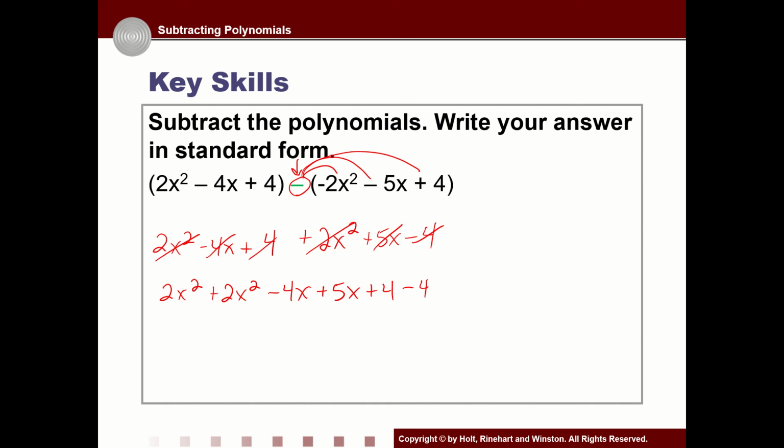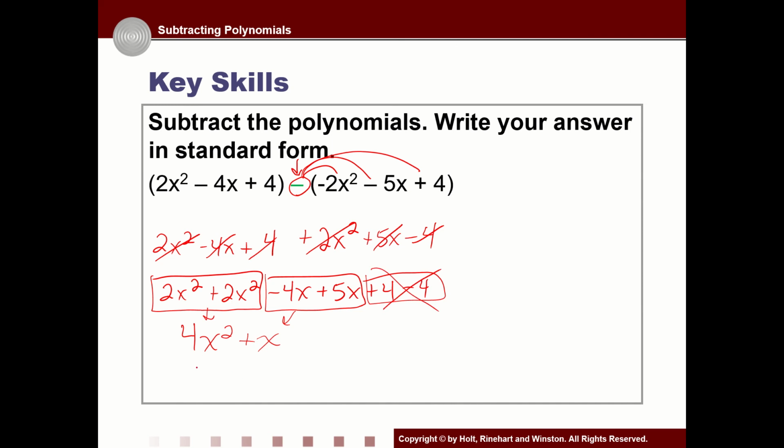So I'll look to combine. I have 2x squared plus 2x squared. 2 plus 2 is 4x squared. Then I have negative 4x plus 5x. Negative 4 plus 5 is 1, positive. So you can put plus 1x, or you can just write plus x. And then I have positive 4 minus 4. 4 minus 4 is 0. I don't write plus 0. They eliminate each other. They go away. They disappear. So here's my answer.